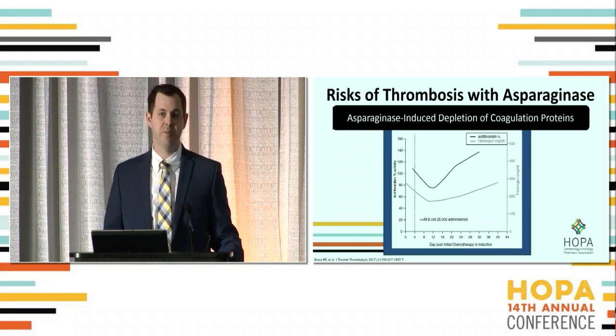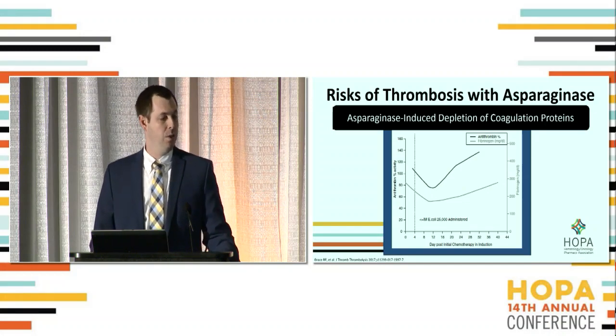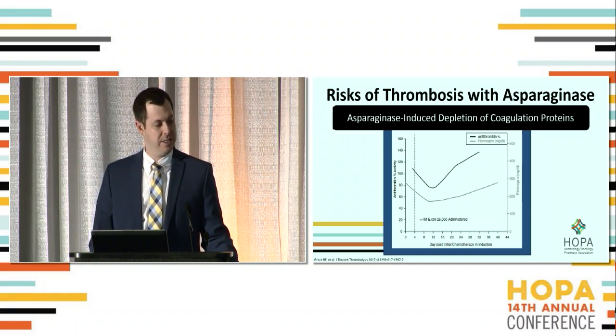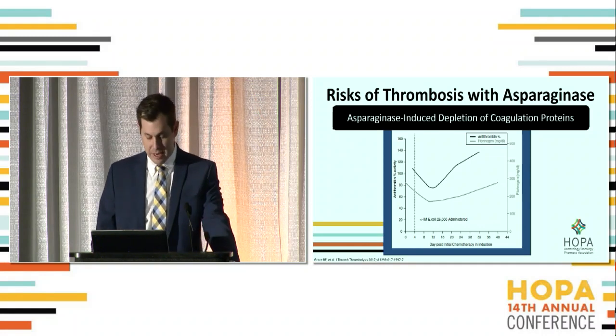So this is just a nice pictorial representation of that, and you can see on the x-axis the day in therapy. The y-axis has 2 parts. One side has your antithrombin level, the other side has your fibrinogen level. And you can see the dotted vertical line is where your asparaginase product is given, and about 2 weeks after that, you have your nadir in those 2 coagulation factors.